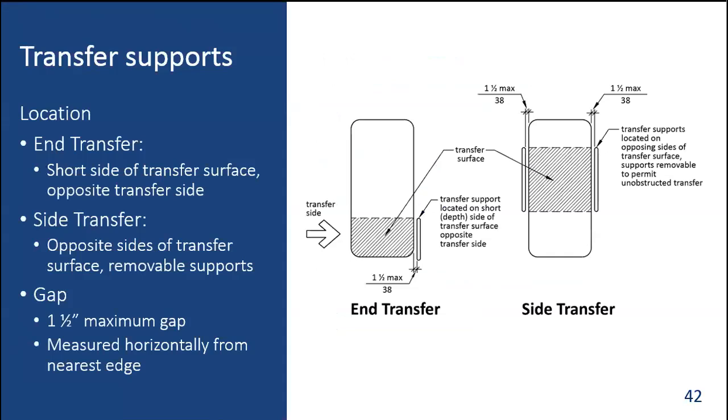Side transfer surfaces should have transfer supports located on the opposite side of the transfer side, and supports should be removable to permit unobstructed transfer from both transfer sides. So you can see on the side transfer diagram how there are supports on both sides. When you're transferring from one side, the opposite side has the support up. If you were to transfer from the right side, you would have the support on the right side down and the support on the left side up.